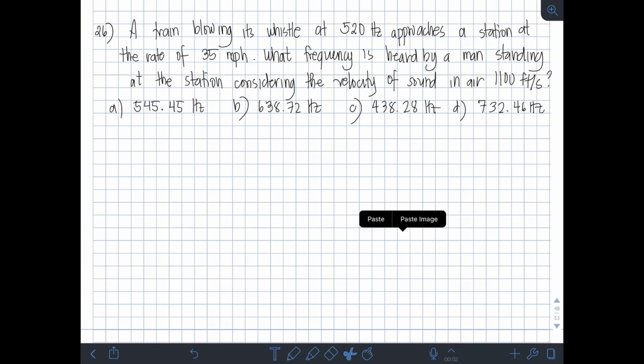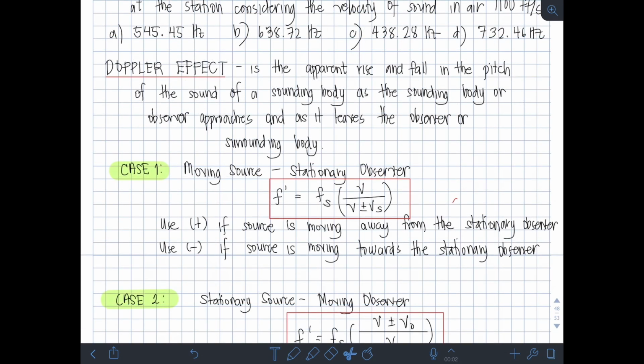So, ano ba yung Doppler Effect? So, Doppler effect is the apparent rise and fall in the pitch of the sound of a sounding body as the sounding body or observer approaches and as it leaves the observer or sounding body. So, yung Doppler effect is the phenomenon kung saan nagbabago yung pitch or frequency ng sound ng isang body once yung distance niya sa another body is nagbabago. Okay, so meron tayong iba't ibang cases dito.